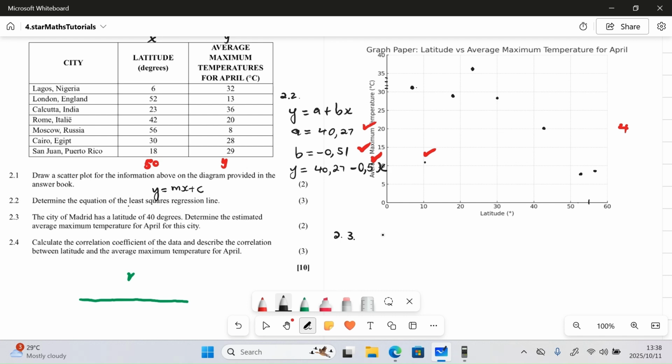How do we know which one is the independent? The easiest way is to look at the table that is given, whether it's in column or in row. The first one, the given data, is the x value, and the other one is the y value. So here our x value is the altitude, which is given in degrees. Then the y value is the average maximum temperature for April.